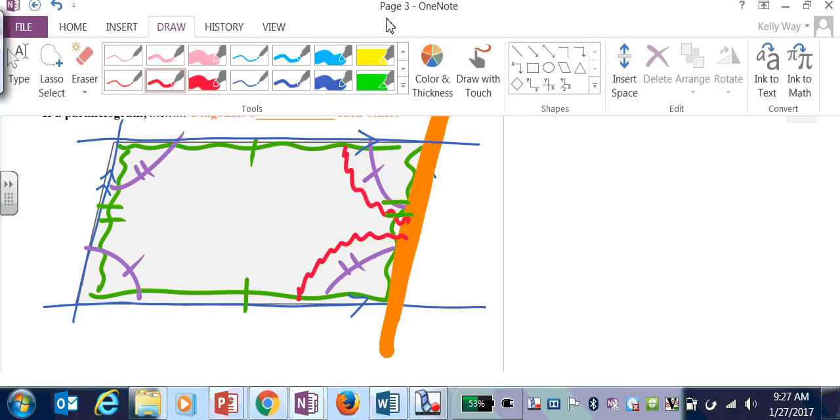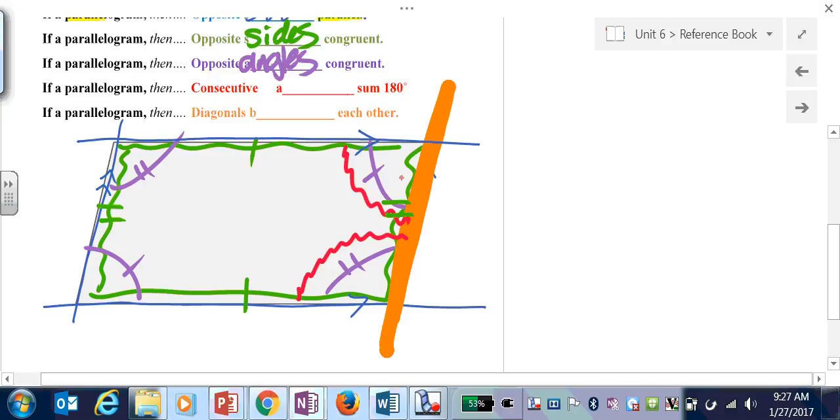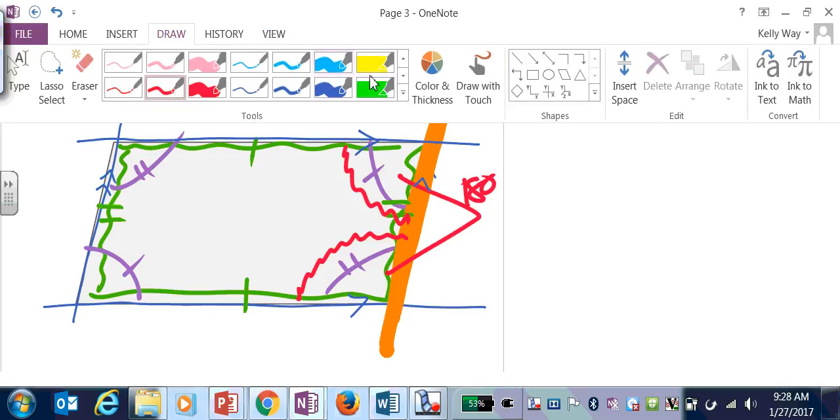They're not alternate interior, right? They're consecutive, which means they're not congruent. They add up to 180. Consecutive angles add up to 180. Okay, your last one here.